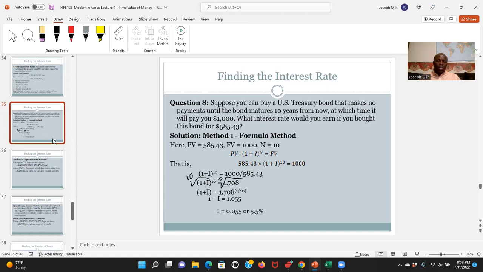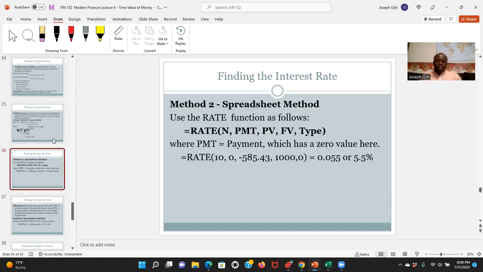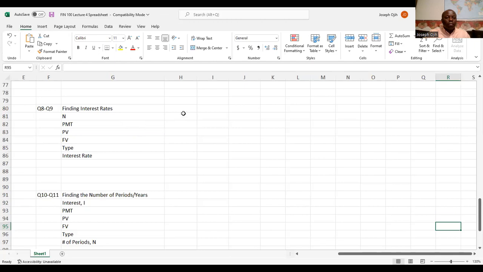Now, what else do we need? We also need the number of years, which is 10 years, and the type. You are paid at the end of 10 years, so your type will be 0. So we can go in Excel and insert this so we can get our results. You will see it here. Number of periods is 10 years. Payment, there's no payment. Present value is how much you invested.